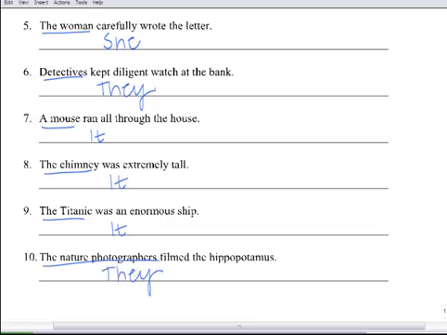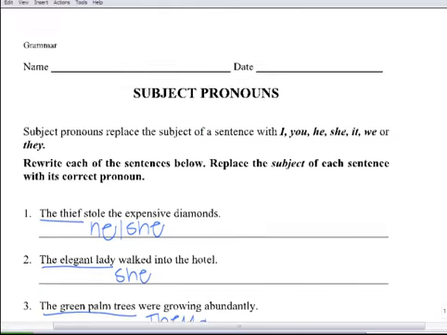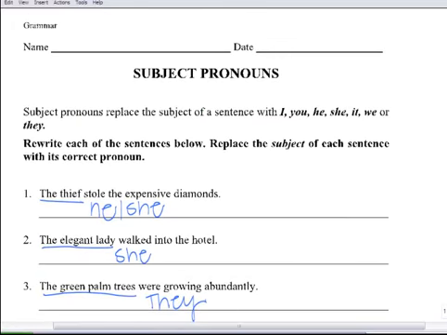So the subject is the thing or things or people or person doing the verb. So who is filming? Who is being? Who is running? Things like that. That is what the subject of the sentence is. Usually it's one of the first things written in the sentence, if not the first. So that's what a subject pronoun is in English.